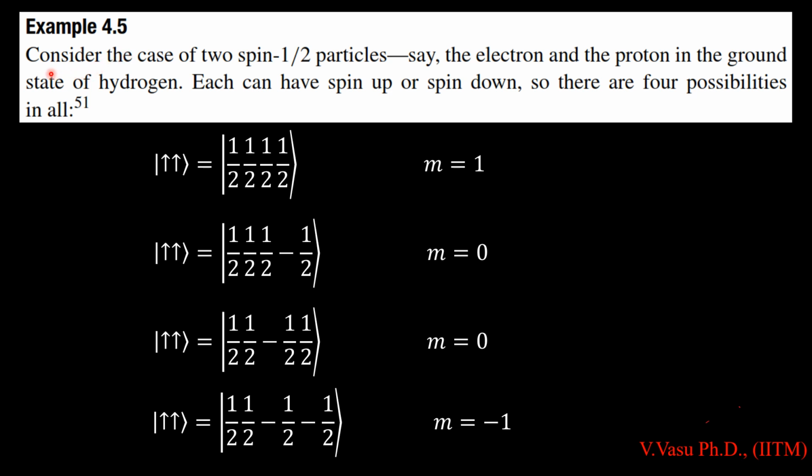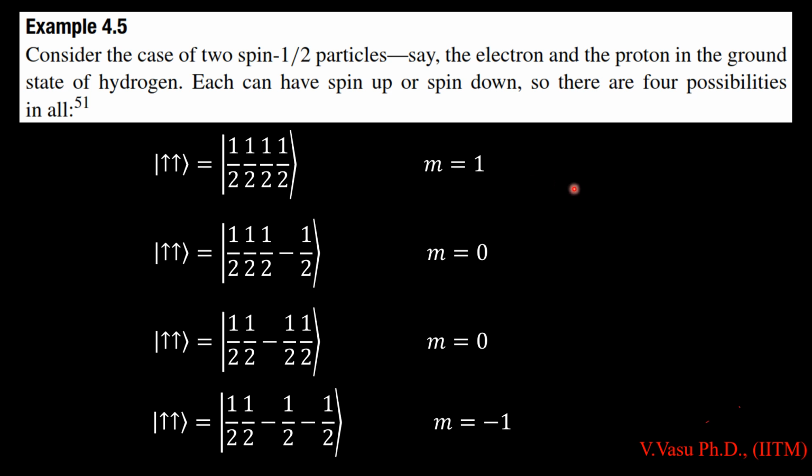Today we will see in detail example 4.5 of Griffiths, third edition, Introduction to Quantum Mechanics. Example 4.5 considers the case of two spin-1/2 particles, say an electron and a proton, in the ground state of hydrogen. Each can have spin up or spin down. So there are four possibilities in all.